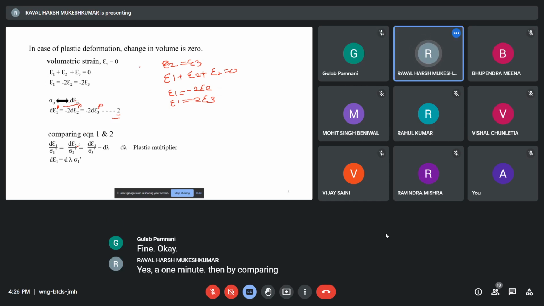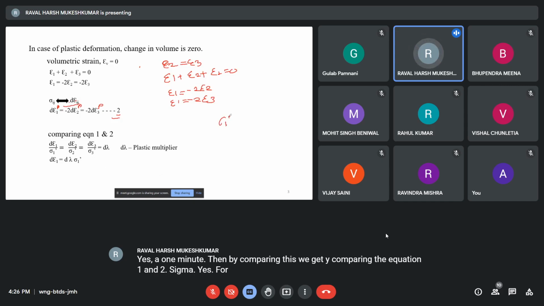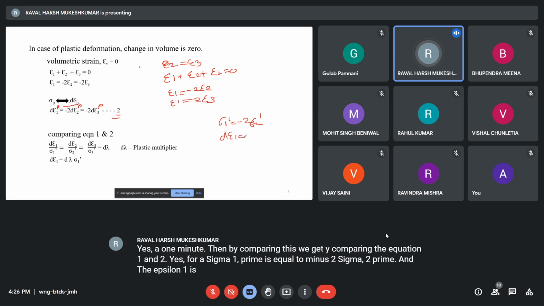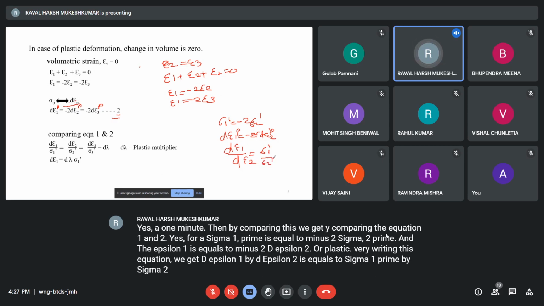Then by comparing equations 1 and 2, we get for sigma 1 prime is equal to minus 2 sigma 2 prime, and d epsilon 1 is equal to minus 2 d epsilon 2 for plastic. By rewriting this equation, we get d epsilon 1 by d epsilon 2 is equal to sigma 1 prime by sigma 2 prime is equal to minus 2.